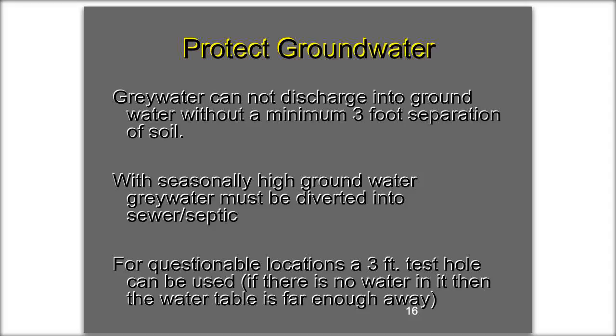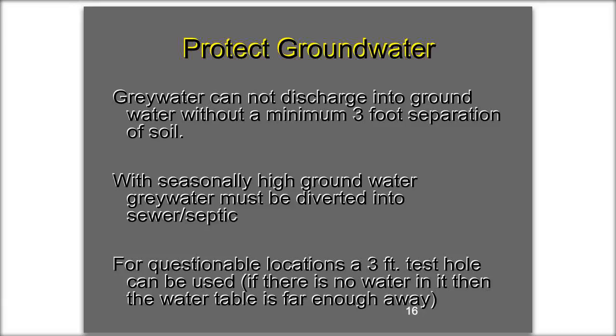The code says the graywater cannot discharge into the groundwater with a minimum of 3 feet separation. And if there are places where there's seasonally high groundwater, then you can just divert the water back to the sewer or septic. So it doesn't mean that you can never use graywater if you occasionally have high groundwater, but you can't actually use the system during those times.